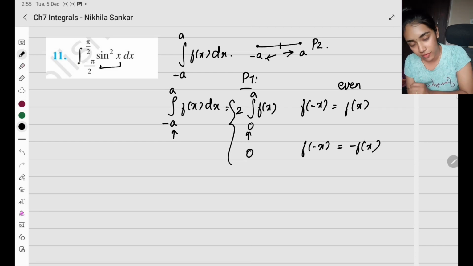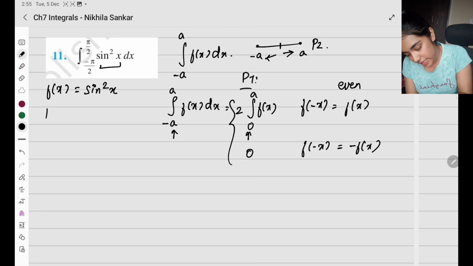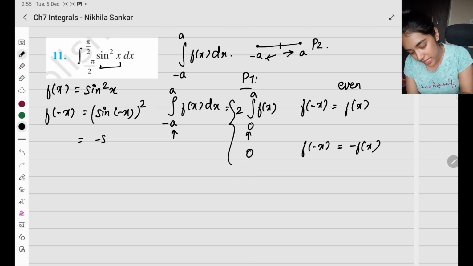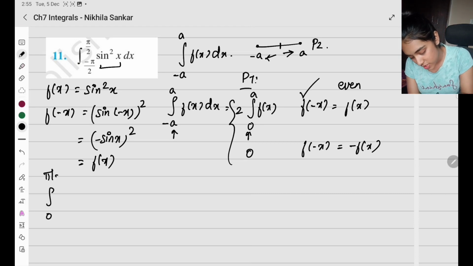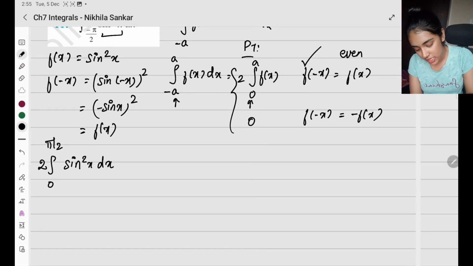In this case, what is our f of x? f of x is going to be sin square x. So f of minus x is going to give me sin of minus x the whole square, so minus sin x the whole square, which is going to be f of x. So this is an even function. So I can change the integral in such a form: 2 times the integral from 0 to pi by 2 of sin square x dx, because this is an even function.